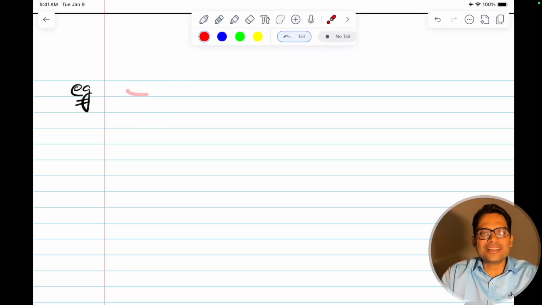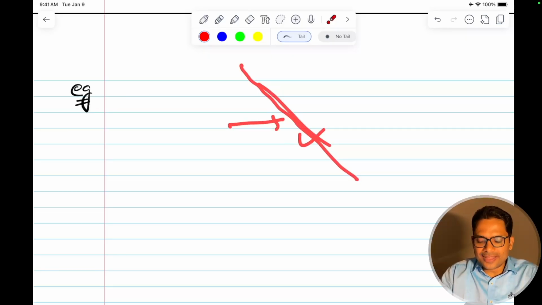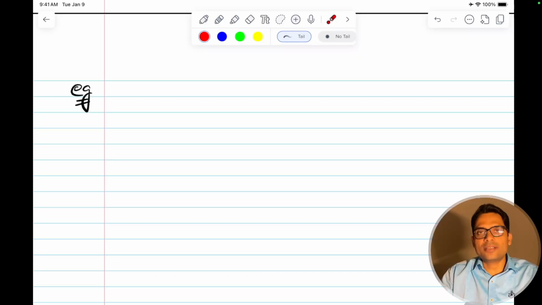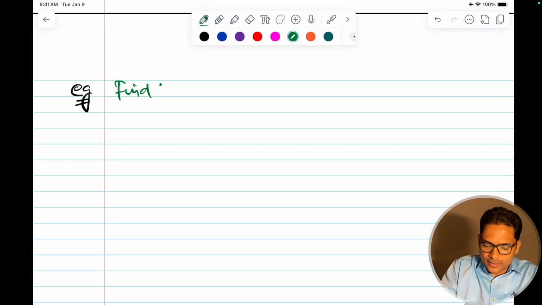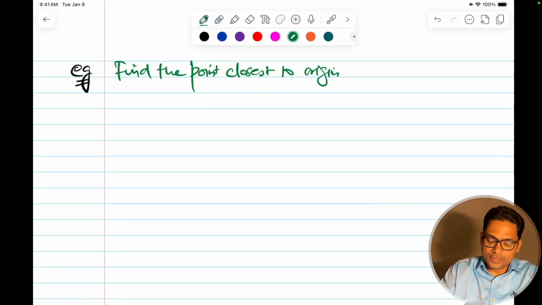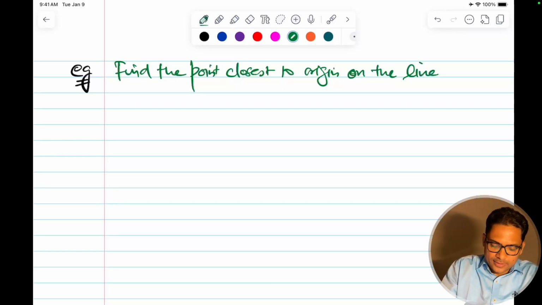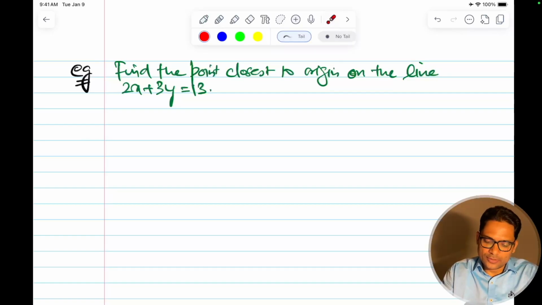But now I'll give you a constraint: find a point which is closest to the origin and is on a particular line. I'll give you the equation of that line. And now you will have to solve this constraint using a Lagrangian multiplier. So let me write the problem. Find the point closest to the origin, which is on the line 2x plus 3y equal to 13.